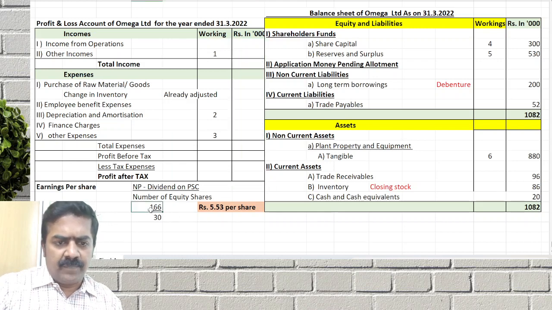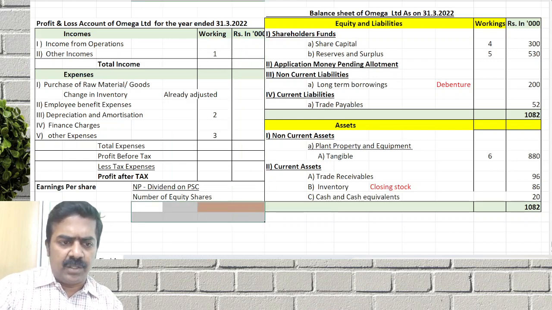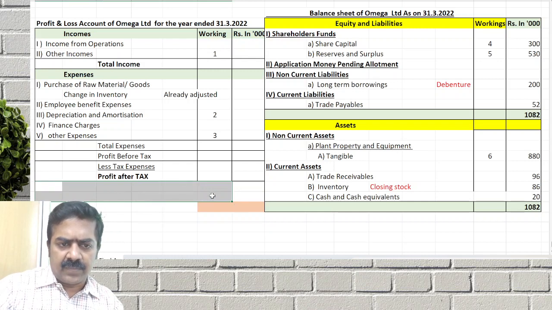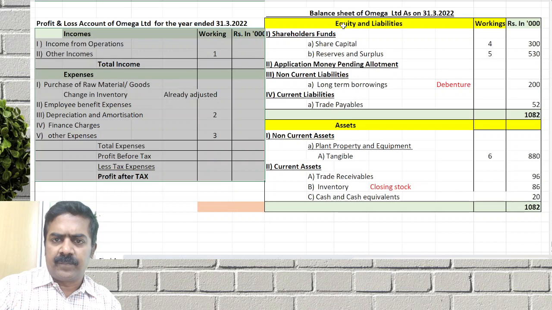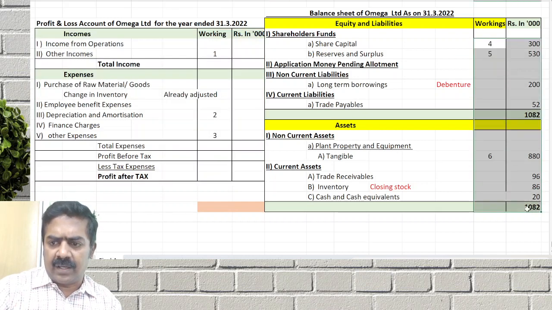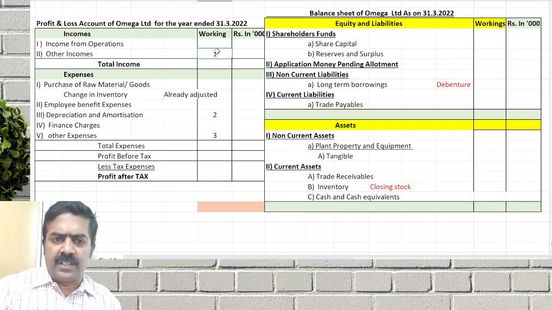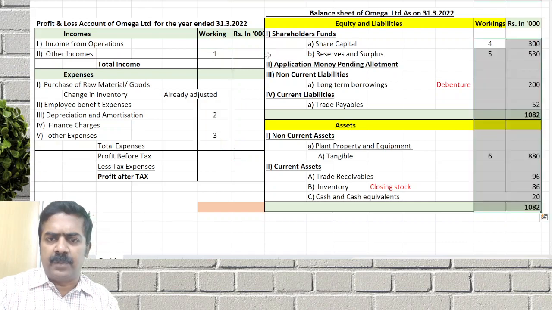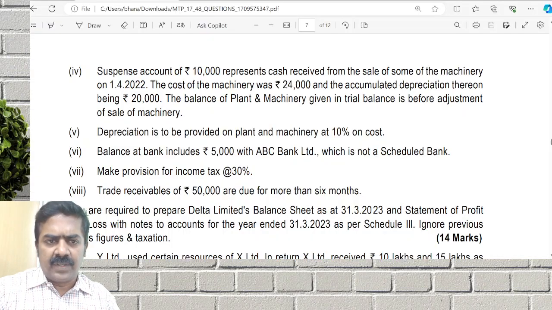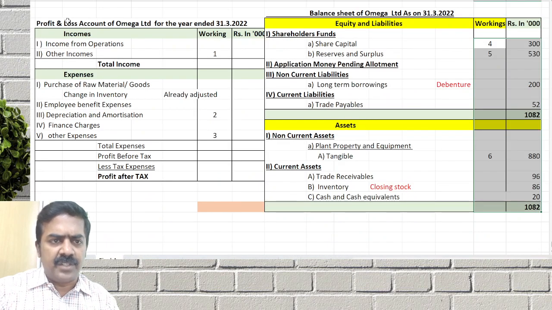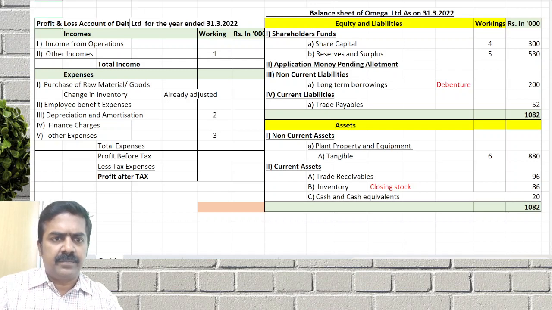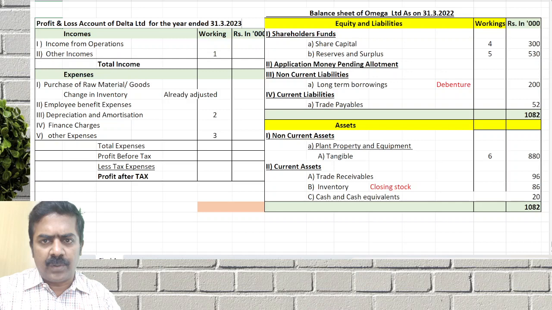In this question, there is a call scenario, we cannot do even EPS. So our workings will start with profit after tax. Then we have to prepare assets. We can maintain rupees in thousands itself. Trading P&L account of Delta Limited for the year ending 31st March 2023.